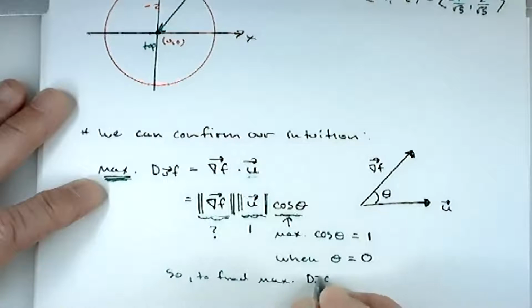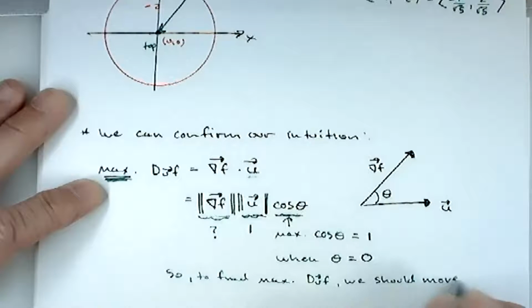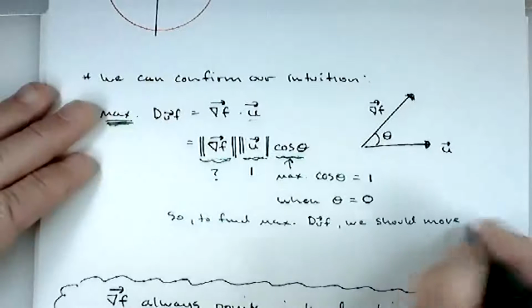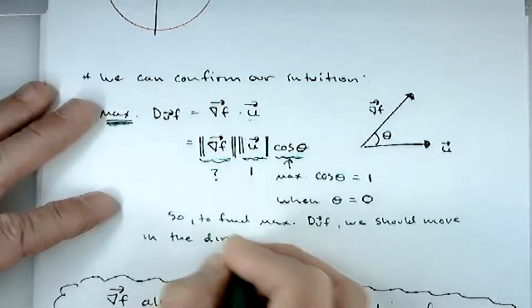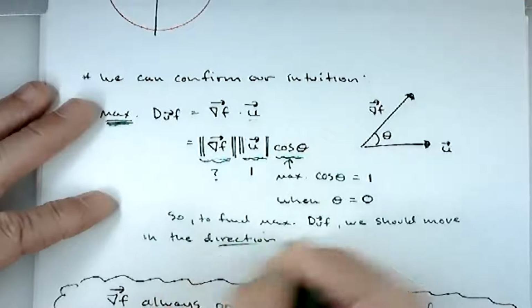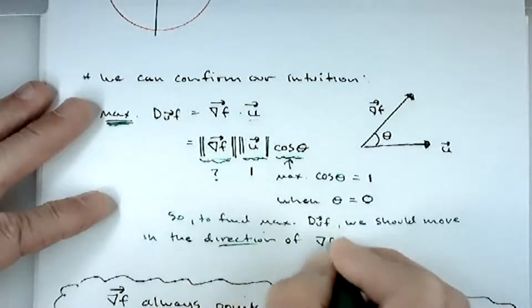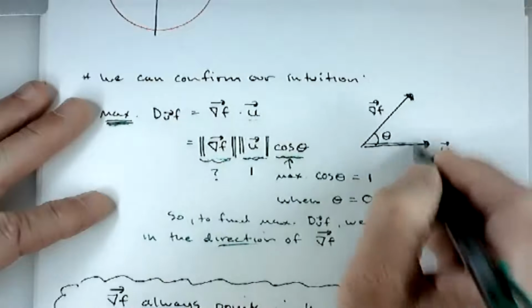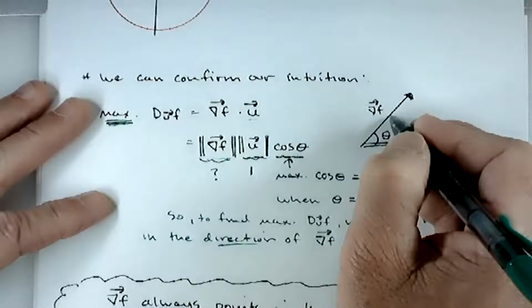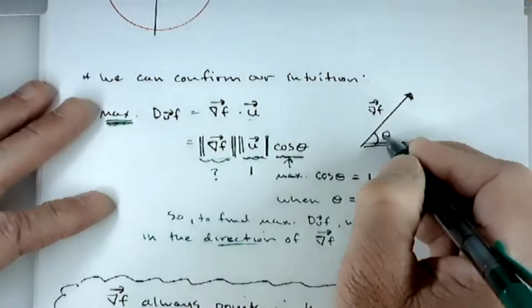So to find my maximum derivative, we should move in the direction of the gradient vector itself, right? If theta is 0, that means the direction you should move in should be in the same direction as your gradient vector, right? Because theta would have to be 0.